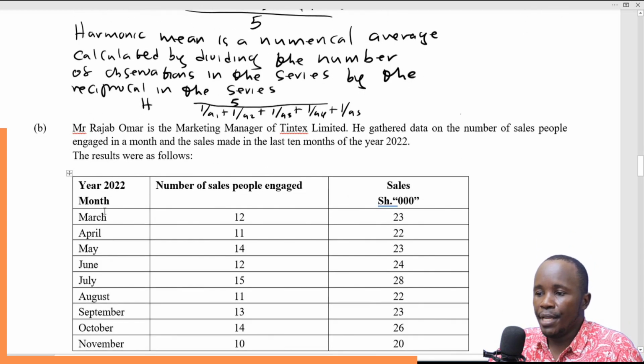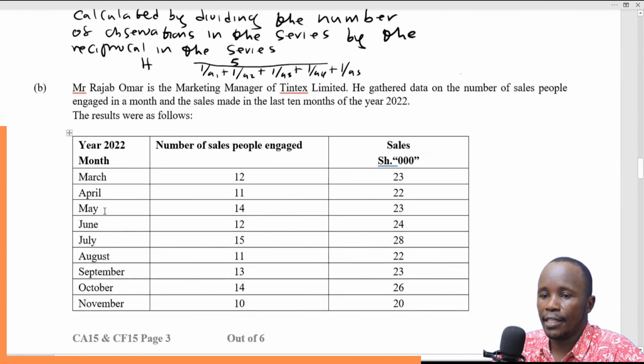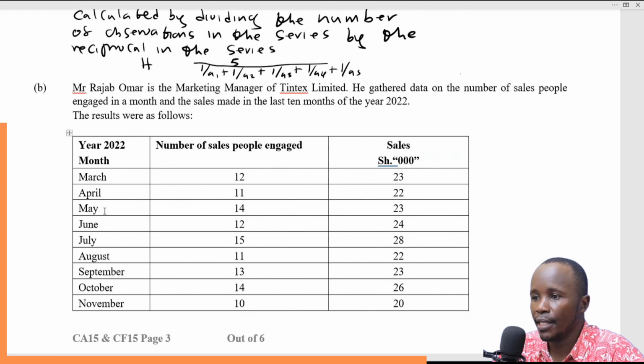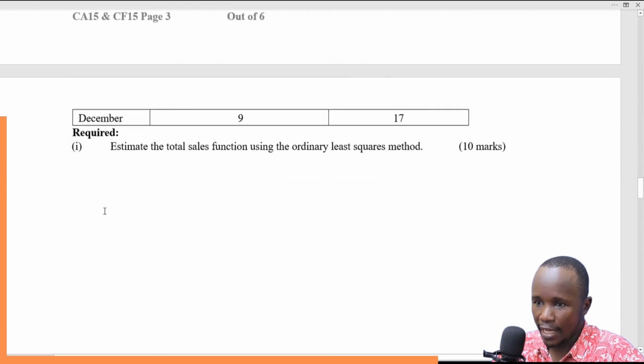We move to part B. This one has 10 marks. You are told that Mr. Rajab Omar is the marketing manager of Kintex Limited. He gathered data on the number of sales people engaged in a month and sales made in the last 10 months of the year as shown. Estimate the total sales function using the ordinary least square method.